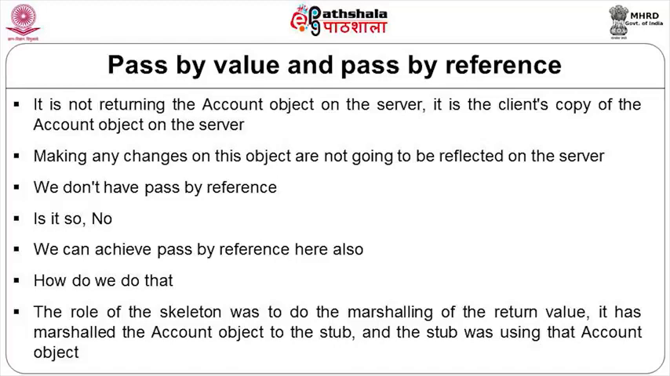Oh, you don't have a pass by reference, is it? No, we can achieve pass by reference here also. Okay, how do we do that? Just imagine the role of the skeleton, what was it? It had to do the marshalling of the return value. It marshaled the account object to the stub, and the stub unmarshaled it and made it available to the client. So that's a copy, yes.